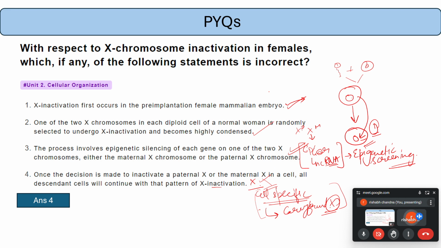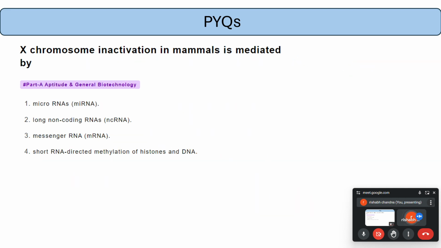Okay, now moving on to the next question. X chromosome inactivation in mammals is mediated by. So this is as in the DBT BET paper in part A. The X chromosome inactivation in mammals is mediated by microRNA, long non-coding RNA, messenger RNA, or short RNA directed methylation of histones and DNA. So the correct answer is long non-coding RNA, and the name of the RNA is Xist RNA.